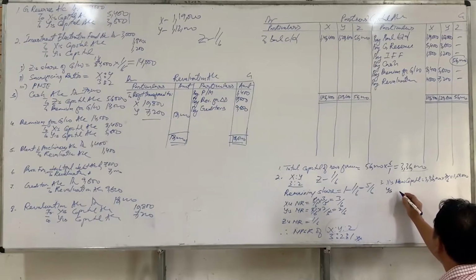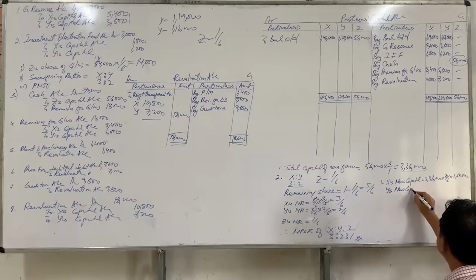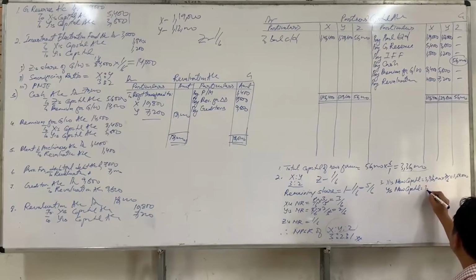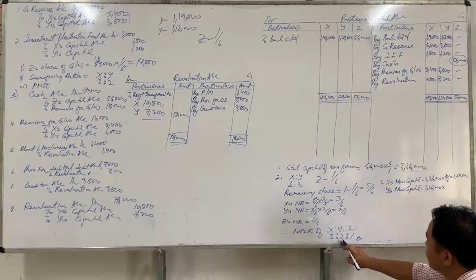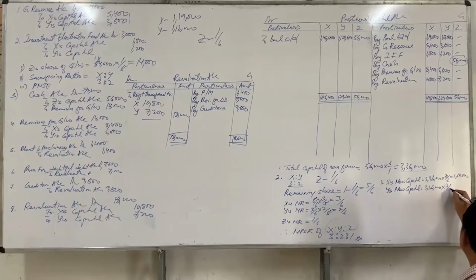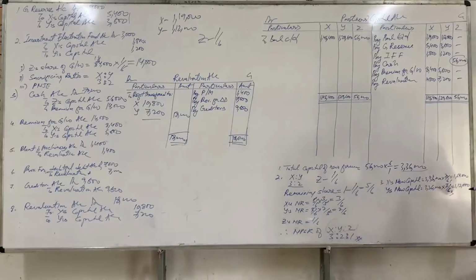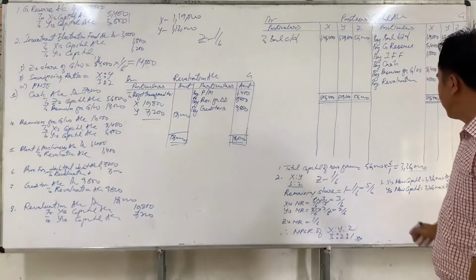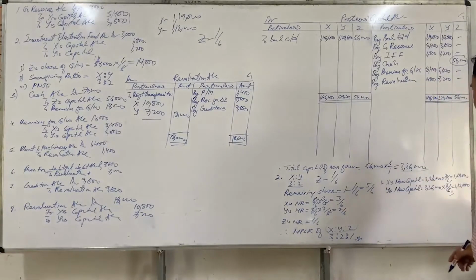Next, we have to find Y's new capital. Y's new capital will be 3,36,000 multiplied by Y's new profit sharing ratio, which is 2/6. That will be 1,12,000. So here Y's new capital is 1,12,000. We don't have to find Z's new capital since it is given in the question, which is 56,000. Even if we try to find it, we will get the same answer, that is 56,000.